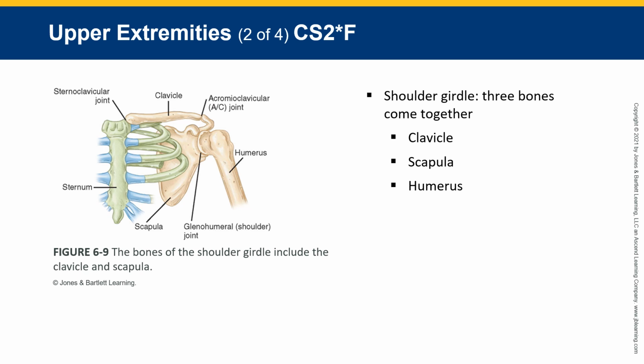Your shoulder girdle has 3 bones that come together: the clavicle, the scapula, and the humerus. The clavicle is also called your collarbone, and the scapula is also called your shoulder blade, if you're looking for a little bit more colloquial or common usage of those terms.